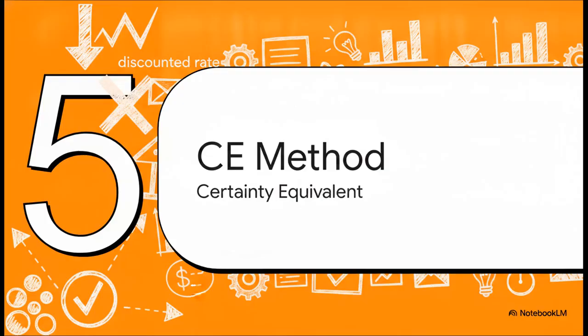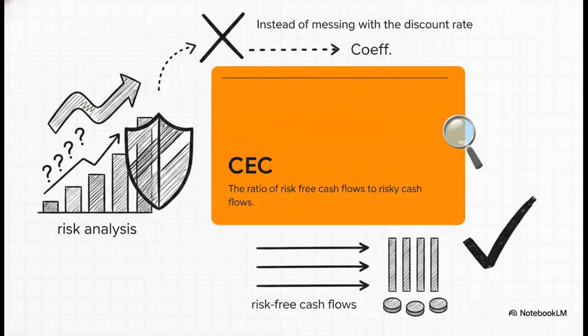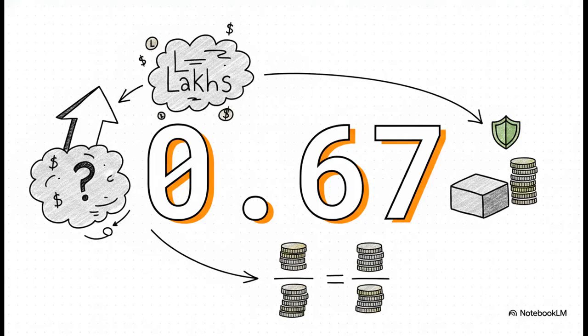Section 5. The Certainty Equivalent Method, or CE. Because RADR has those limitations, let's look at our second major tool. So instead of tweaking the discount rate, the CE method uses a coefficient to literally convert your expected risky cash into certain guaranteed cash. It's called the Certainty Equivalent Coefficient, and it's simply the ratio of risk-free cash flows to risky cash flows. Let's break that down with some numbers.